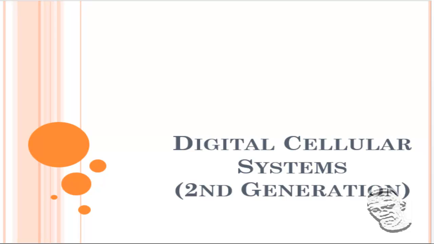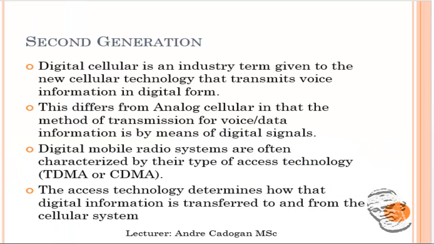Digital cellular systems are characterized by second generation mobile technology, which basically means TDMA and CDMA technology, time division multiple access and code division multiple access, multiplexing access technologies that characterize digital cellular in terms of second generation mobile communication systems. The term was given to a new technology that came off the old analog cellular system, which only focused on voice and data information.